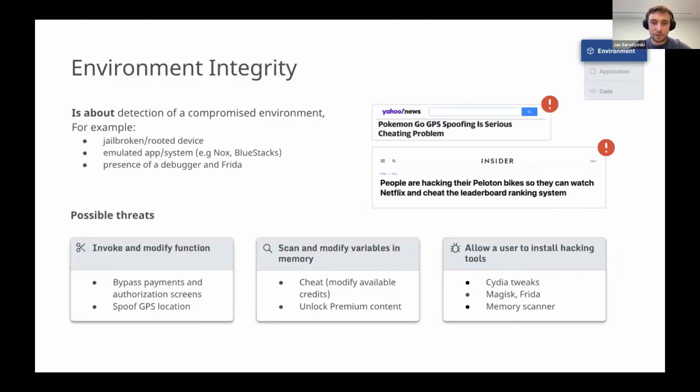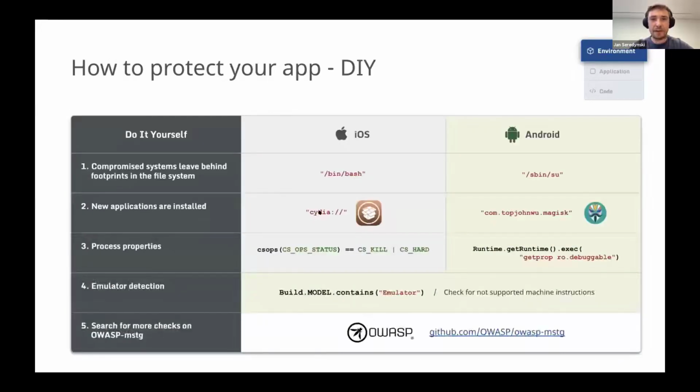I just opened the tool and scanned for a variable, for a number, then modified it, and that was all. So if we don't implement protection, it's super easy to cheat in our games and apps. And right now, I'll show you a couple of ideas for how you can protect your app. All of them are do it yourself.